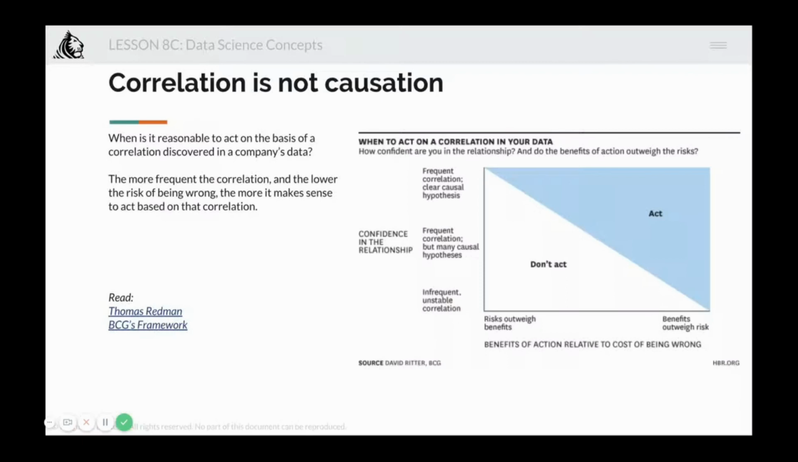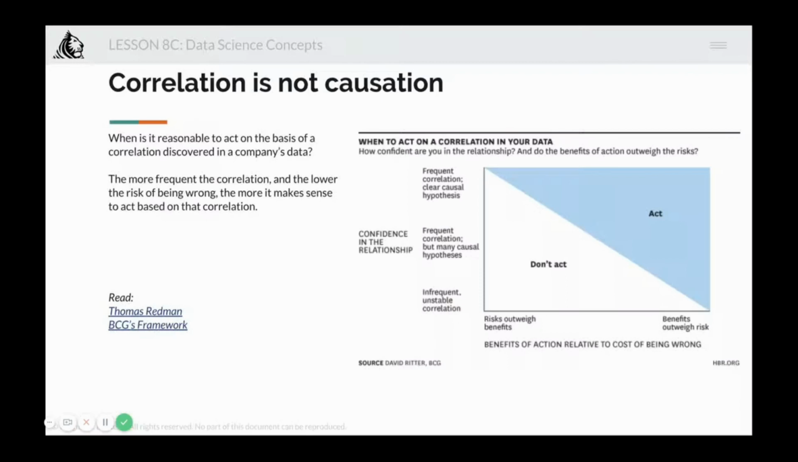But if the correlation is not so frequent, or even if it's frequent but there are not too many causal hypotheses, then perhaps you need to be a little more judgmental and look at your data a little more closely, right? And then finally, if the correlation is very infrequent, very unstable, so when you run the entire model across different sample sizes, for different products, for different scenarios, sometimes it's correlated, sometimes it's not, or the outliers have not been taken care of, and so on. In that case, again, you have to be very careful whether you would like to act upon the correlation that you've discovered or not, right?